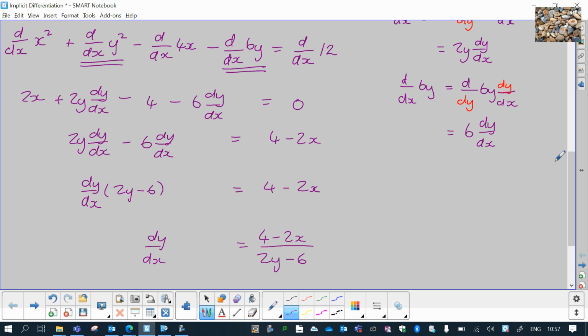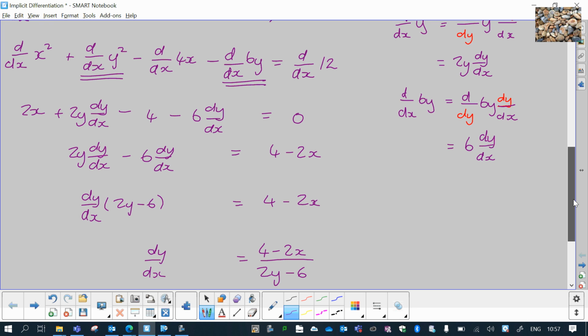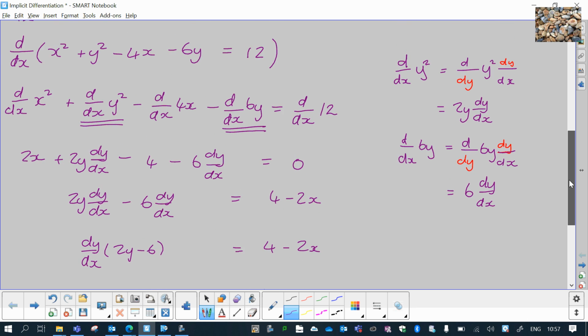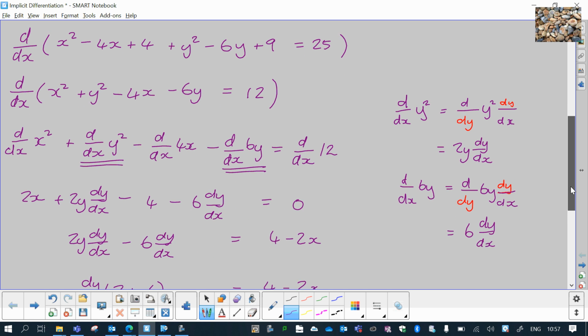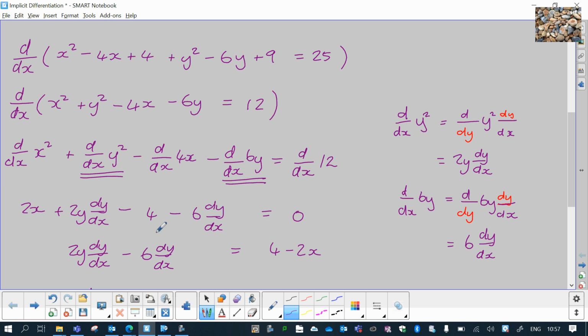Now, this expression for dy by dx does utilize x and y as you would expect. And so if we're to calculate the gradient at a certain point, we're going to need an x coordinate and a y coordinate to do so. And that, in a nutshell, is implicit differentiation. Whenever you differentiate a y, do it normally, but remember to multiply by dy by dx. This is the reason why.